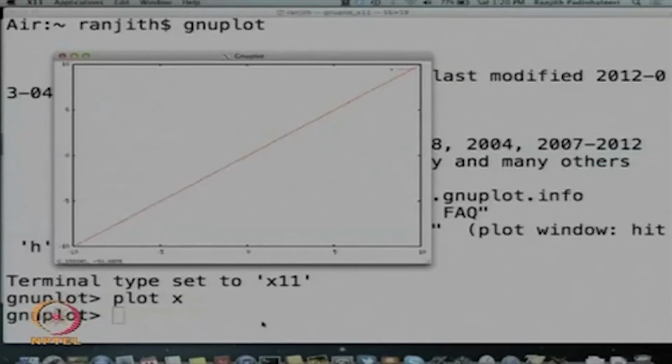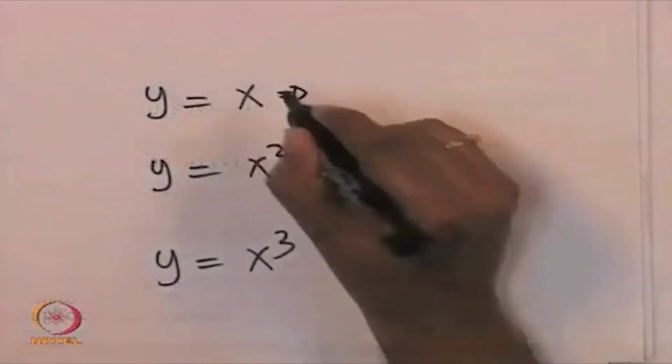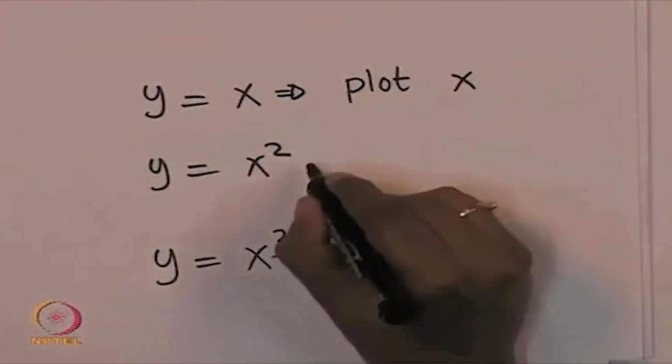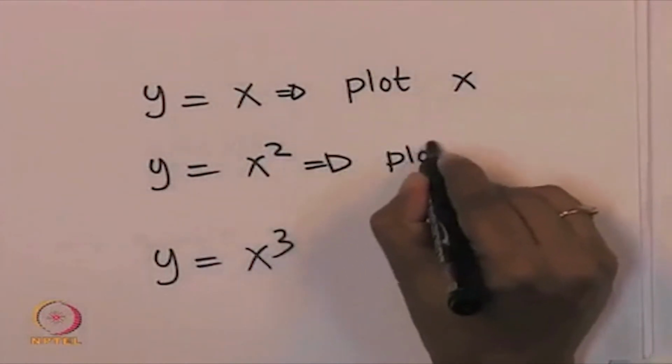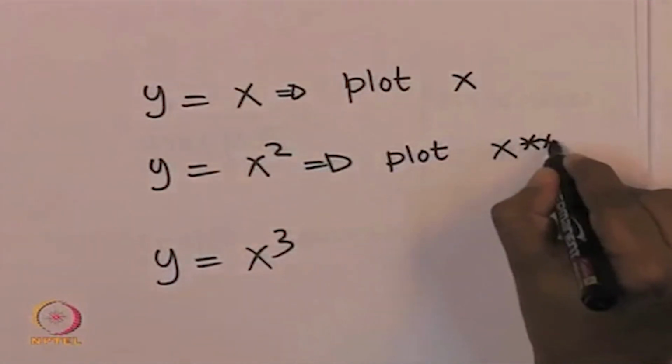Now, if you want to plot x square, you go back here and say plot space x. For square it is star star and 2. For x power n, you have to put 2 stars, that means power 2. So, x star star 2 means x square. Everything is in small letters: plot x star star 2.